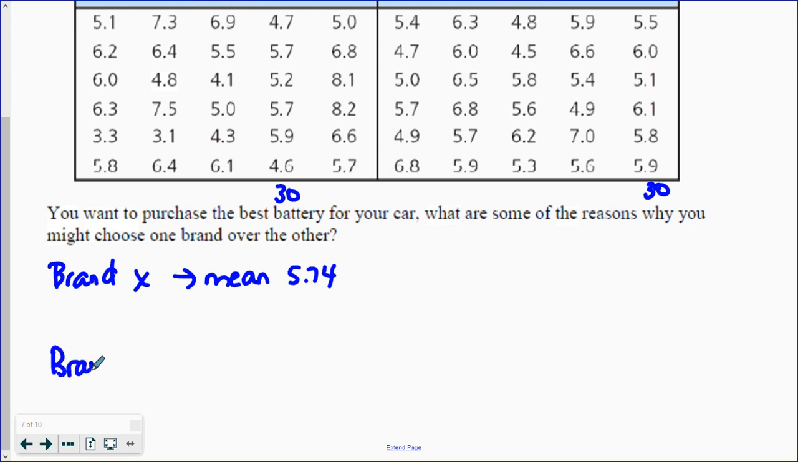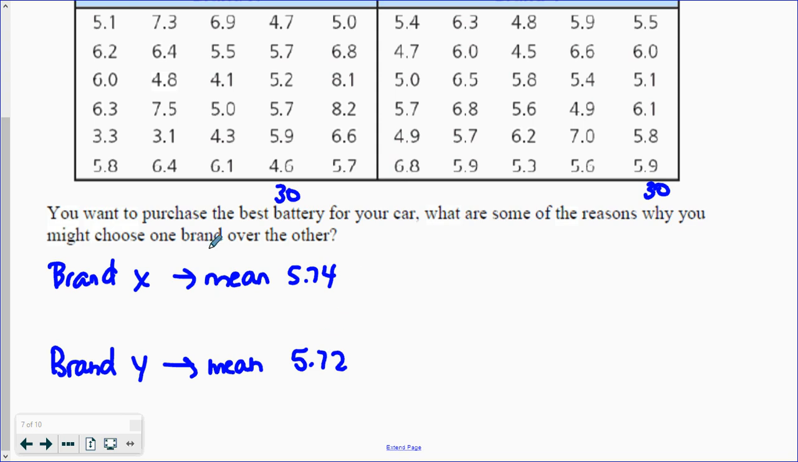Brand Y, the mean is actually 5.72. So this has a longer average lifespan, but not by much, right? That's pretty close, 5.74 and 5.72. That's basically a week or two difference in terms of car batteries.